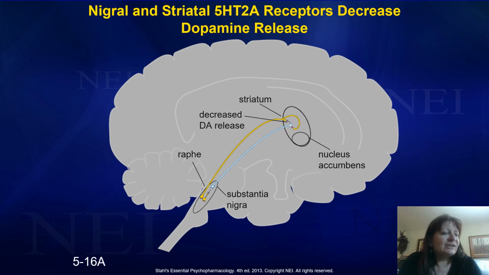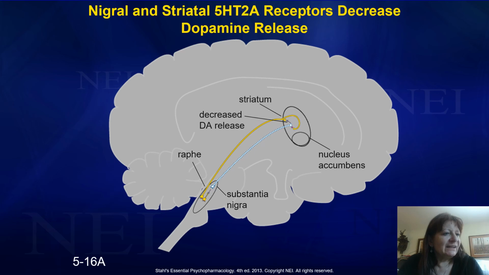So in the nigrostriatal areas, there is 5-HT2A receptor stimulation that results in a decrease in dopamine release. Serotonin binds to 5-HT2A receptors on the GABA neurons, and that increases GABA release, and that in turn decreases dopamine release. Also, 5-HT binds to 5-HT2A receptors on the dopamine neurons. That also decreases dopamine release.